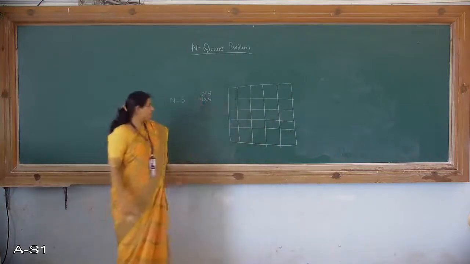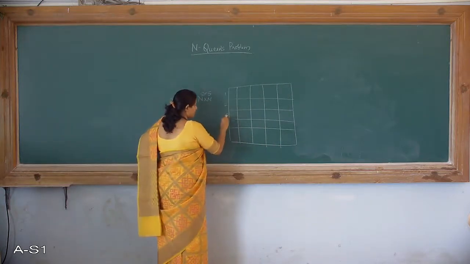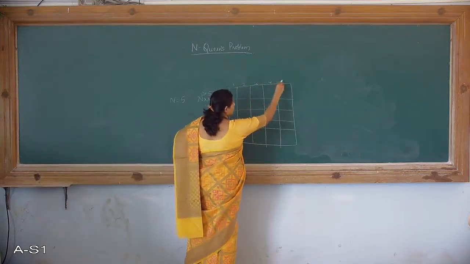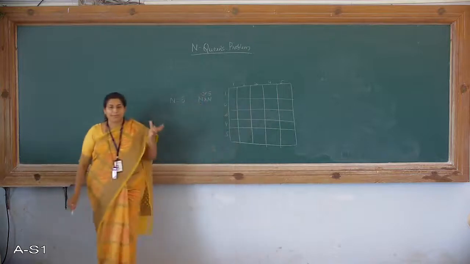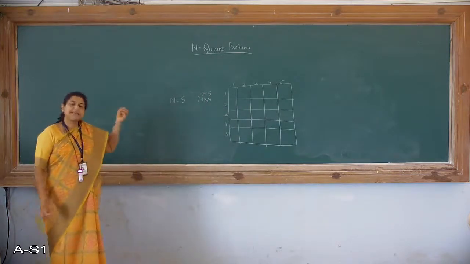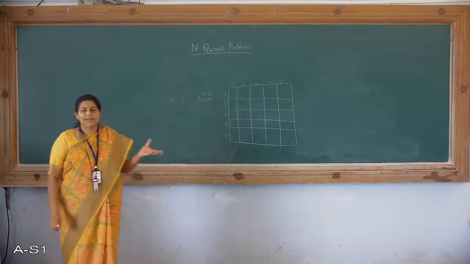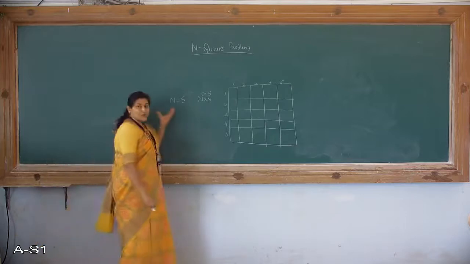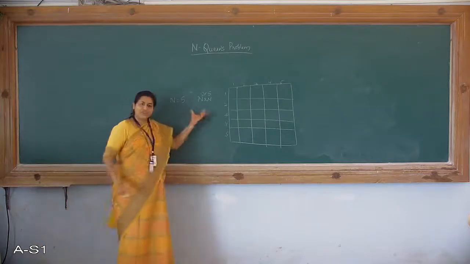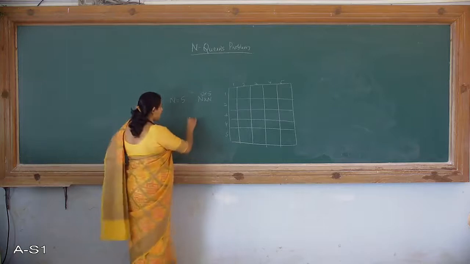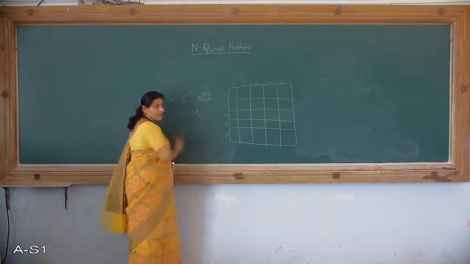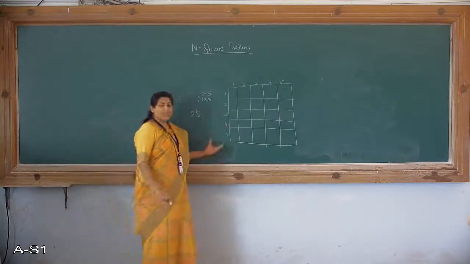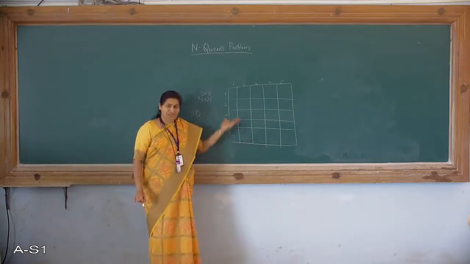So my matrix, or the chessboard-like structure, would be like this, with columns 1, 2, 3, 4, 5 and rows 1, 2, 3, 4, 5. This is a chessboard kind of structure, and the same rules of chess for queen moves apply here. When I say n equals 5, it means it is a 5 cross 5 chessboard, and I will have 5 queens to be placed. It means I have to place 5 queens in this chessboard.